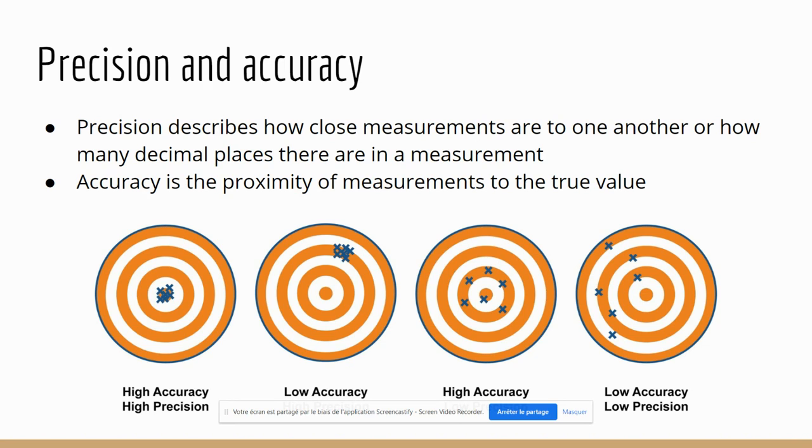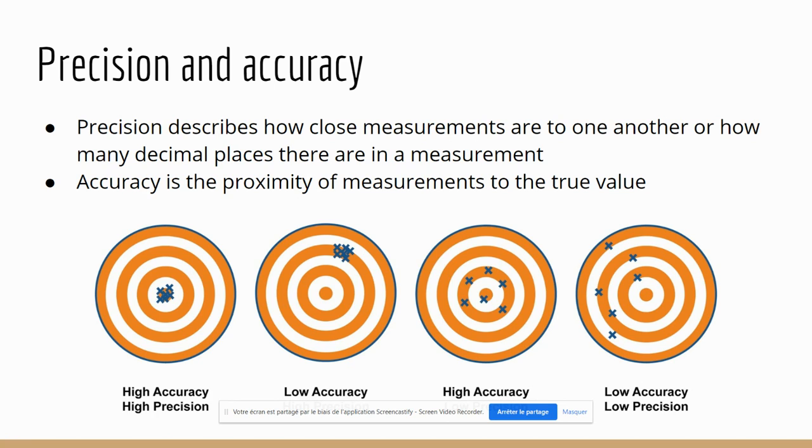So the image on the left and the second image in are both accurate because they are centered around the true value, but the one on the left is much more precise. We both want accuracy and precision from any piece of lab equipment that we use, but they are fundamentally different things. And so if we need to make a measurement more accurate or more precise, there are different ways to make that happen.